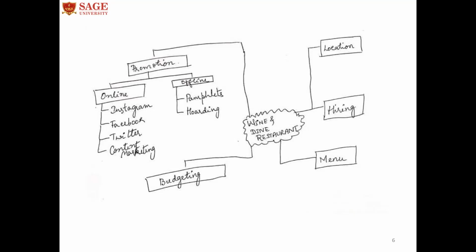So here you can see after making branches online and offline, these are the few things that pop from my mind. That's Instagram, Facebook, Twitter, content marketing, and offline it's pamphlets that we can generate and share it with others, hoardings.